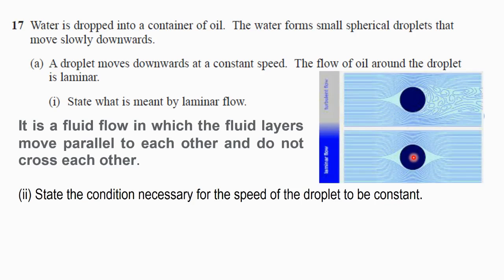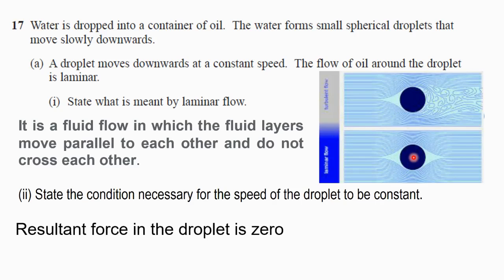Why is there no acceleration? It is because, according to Newton's second law, there is no resultant force. So the necessary condition for the speed of the droplet to be constant, that means the droplet is moving at a constant speed, is that the resultant force acting on the droplet becomes zero.